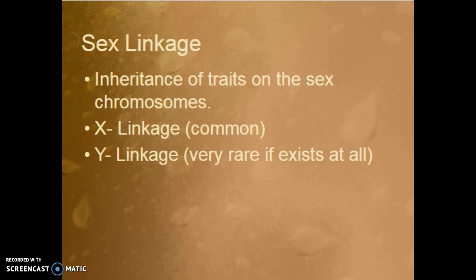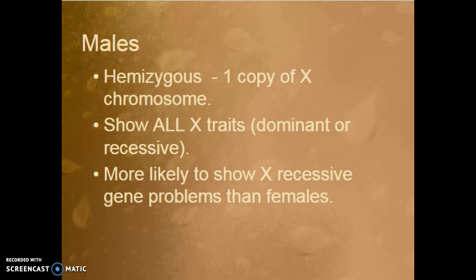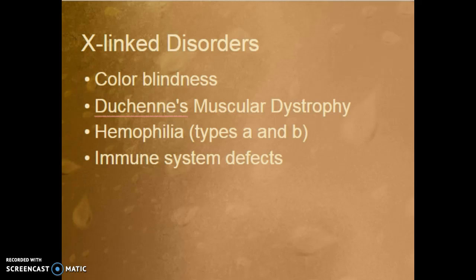So X linkage is somewhat common. Y linkage is very rare. It appears that it exists, but we're not 100% sure. So we're hemizygous, which means we have one copy of the X chromosome. Think hemisphere, half the sphere. We show all the X traits, dominant or recessive, and we're more likely to show recessive X traits than our females, because females have a chance to have a second X that covers it up.